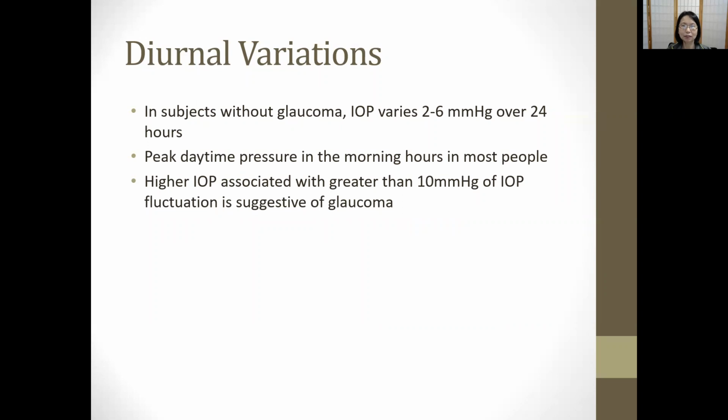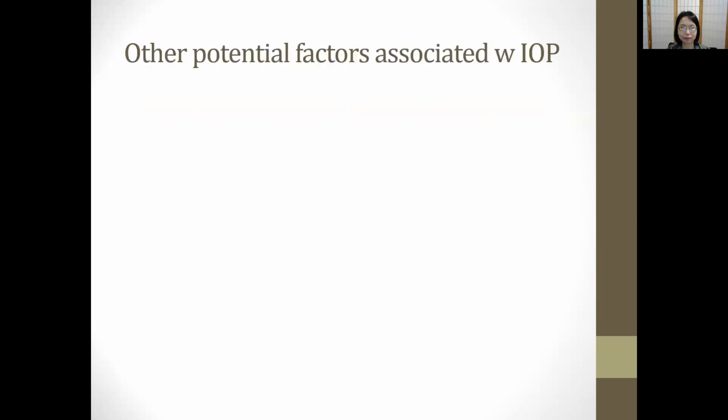Also keep in mind there is diurnal variation of IOP. In subjects without glaucoma, the diurnal variation is somewhere between 2 to 6 millimeters of mercury over the day. The peak daytime pressure is in the morning hours in most people, and higher IOP fluctuation, greater than 10 millimeters of pressure fluctuation, is suggestive of glaucoma.